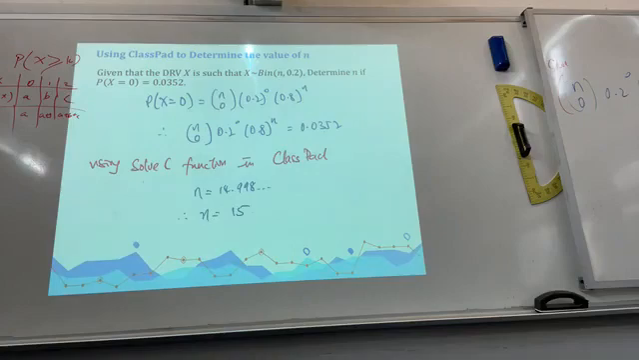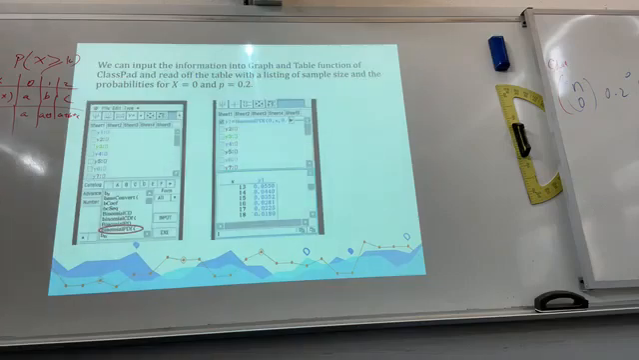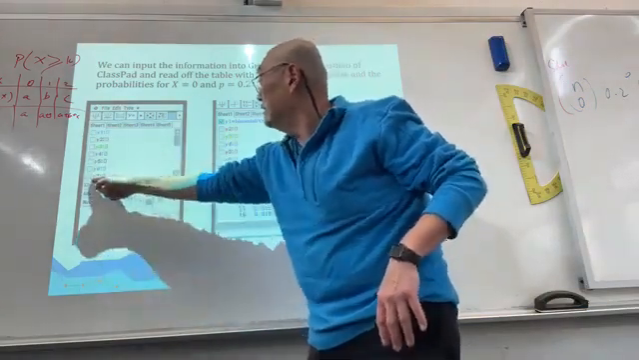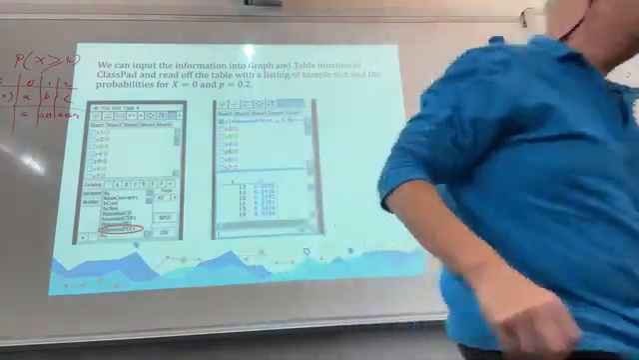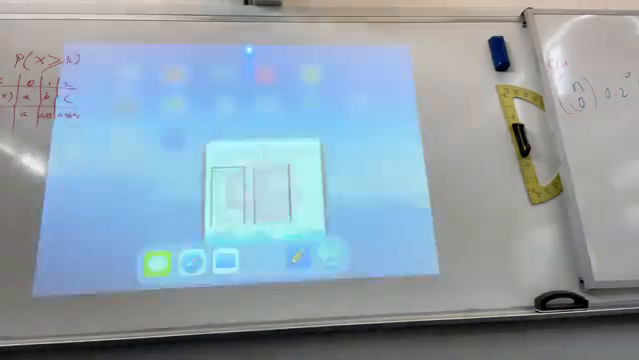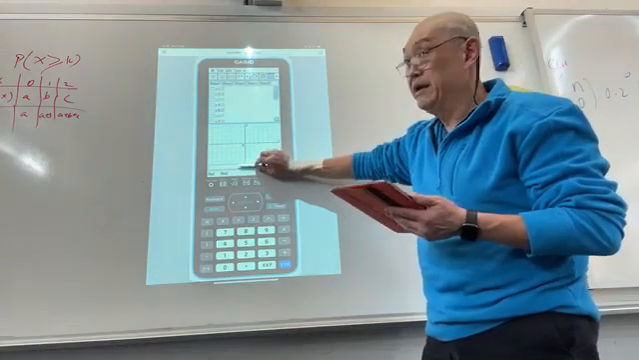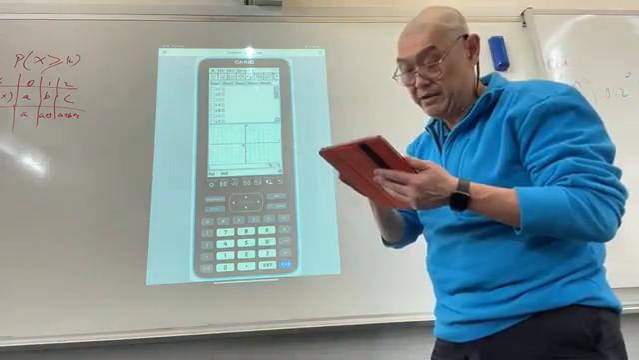Now, the other way you could do it, although I prefer to use solve, is to input the information into the graph and table function of the ClassPad and read off the table. When you are in graph and table mode, there's somewhere for you to input. I'll show you. Let's go to menu, graph and table. Make sure that you clear all first. Alright, clear all. Now, this little box here, you tap on that.